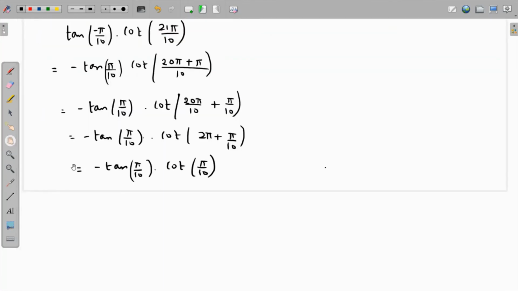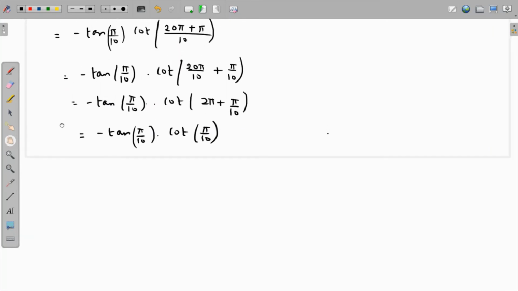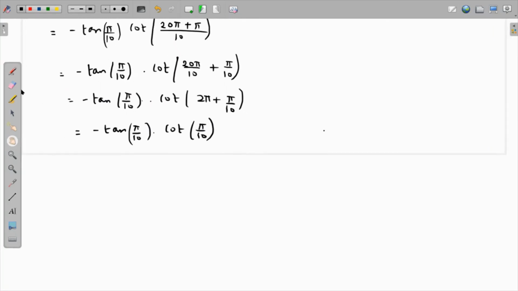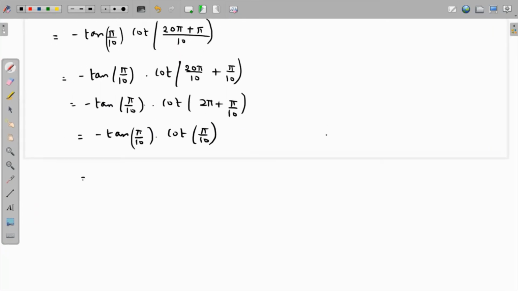And cot of any angle, as per the reciprocal identity, is nothing but 1 over tan of that angle. So negative tan of pi over 10 remains as it is, and cot of pi over 10 will be 1 over tan of pi over 10. And evidently these two cancel out, and what we are left with is just -1.